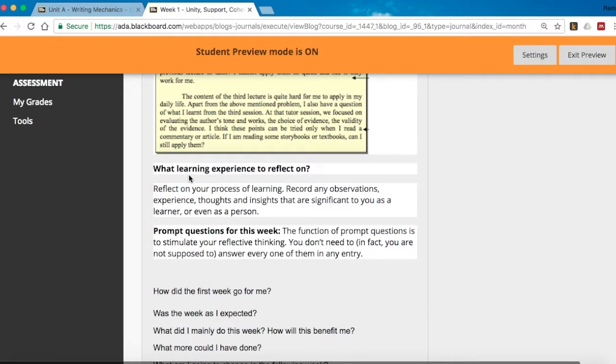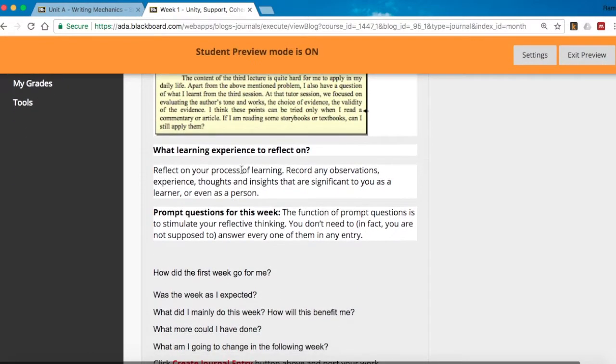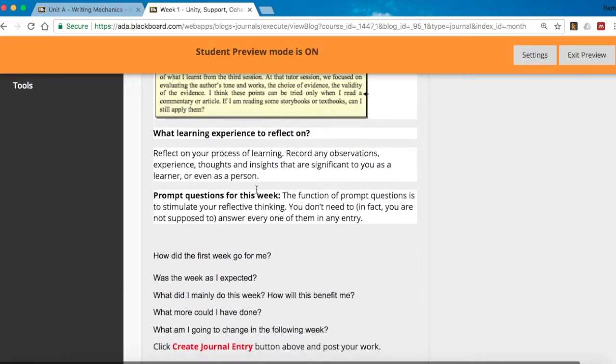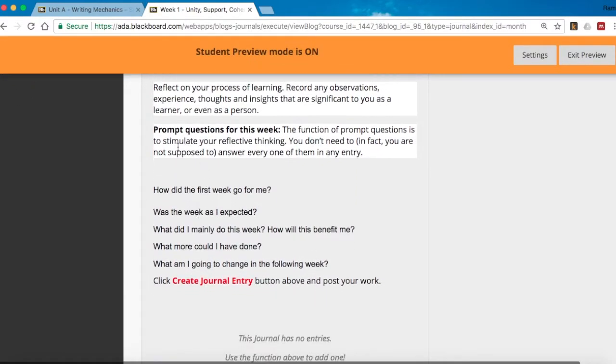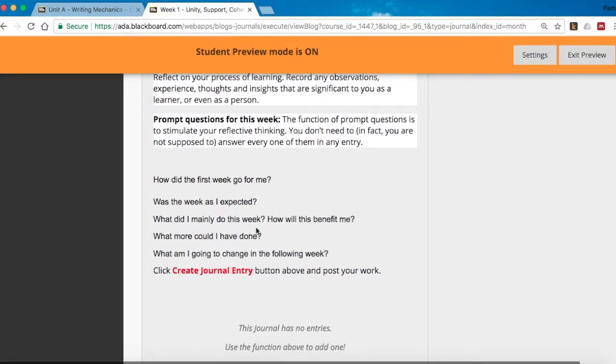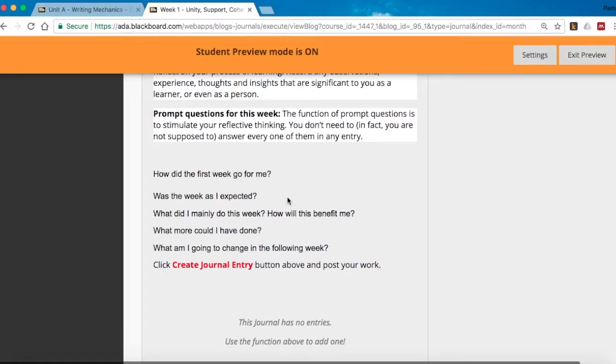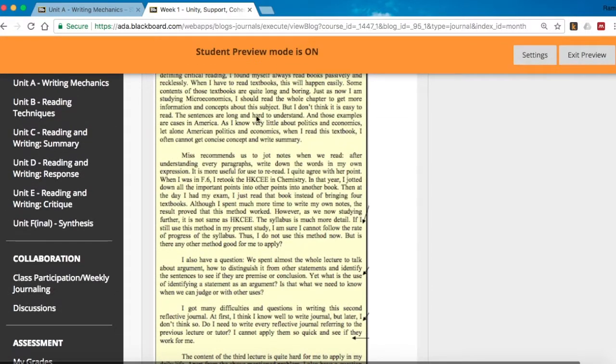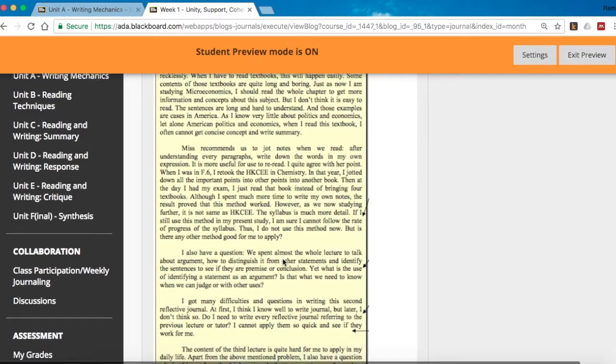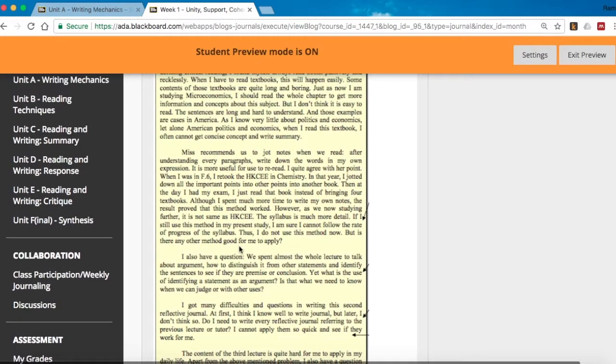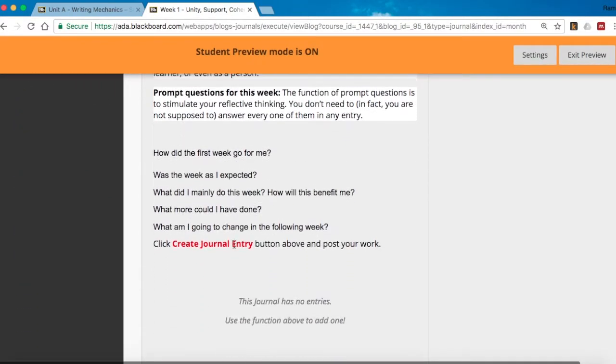and then what learning experience you need to reflect on. This is also what we discussed in the class, and here I have put some prompt questions for you. You don't have to answer questions individually. These are just to force you to think, okay? In fact, you're not supposed to do question and answer. You're supposed to do an essay format reflection piece, and just post it here, about 400 words.